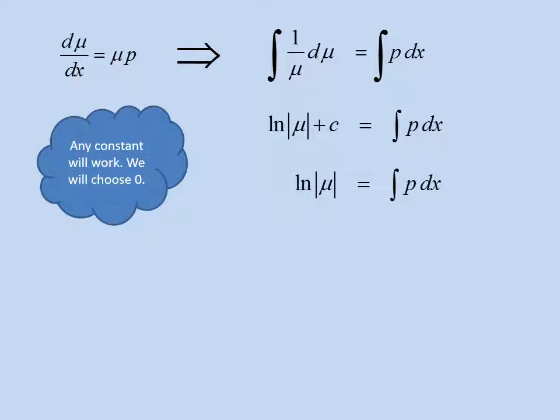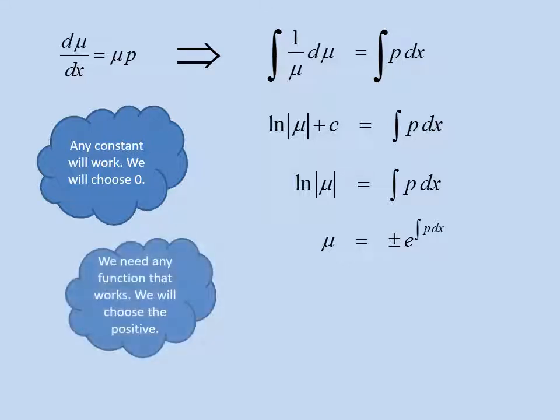And we can finish solving this by doing the natural exponential of both sides. Remember, the absolute value gives us plus or minus. But again, just like we mentioned, what we're trying to find is just some mu that will work. We don't care if it's the plus or the minus, so we'll choose the plus. So this is the key to the technique.